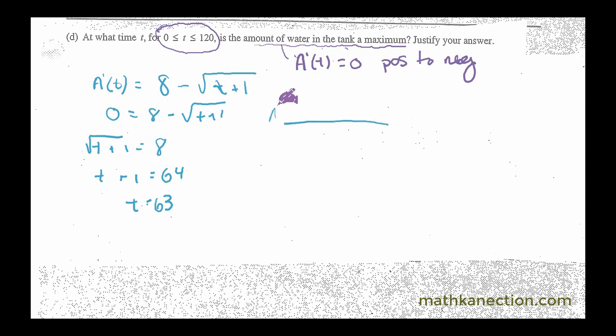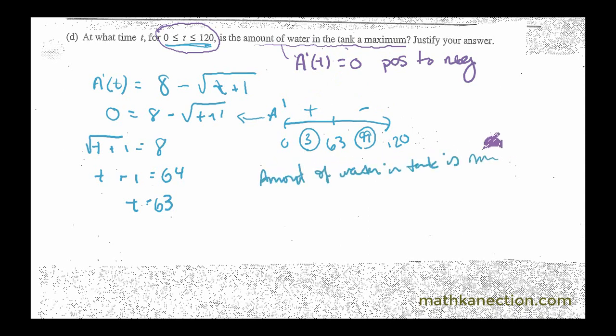So then on our A prime number line, critical number of 63, but not testing beyond 0 or 120, because remember, the limitations on t were from 0 to 120. So I'm going to go ahead and test 3, substituting into our derivative. We've got a positive value and then a negative value. So that means A prime is changing from positive to negative, which means that the function A of t would increase and then decrease, so the two endpoints would not need to be checked. So now we'll answer the question.